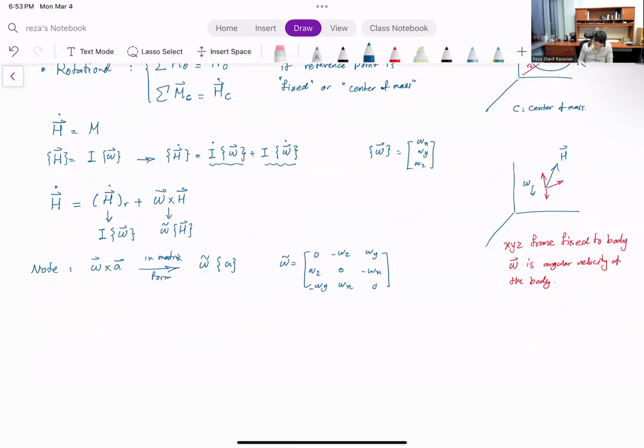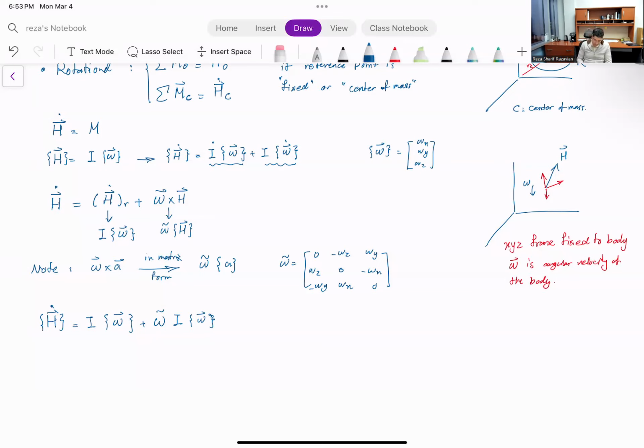So in this matrix form, now let's do this. H dot equals I times omega dot plus omega tilde times h, where h itself is I omega. So I omega dot plus omega tilde I omega.